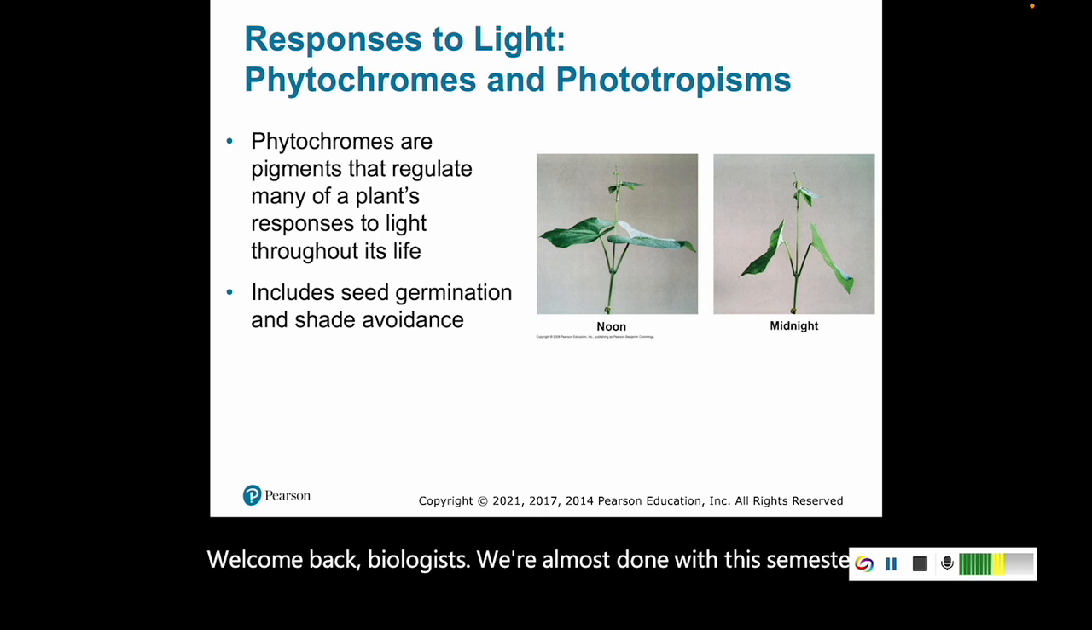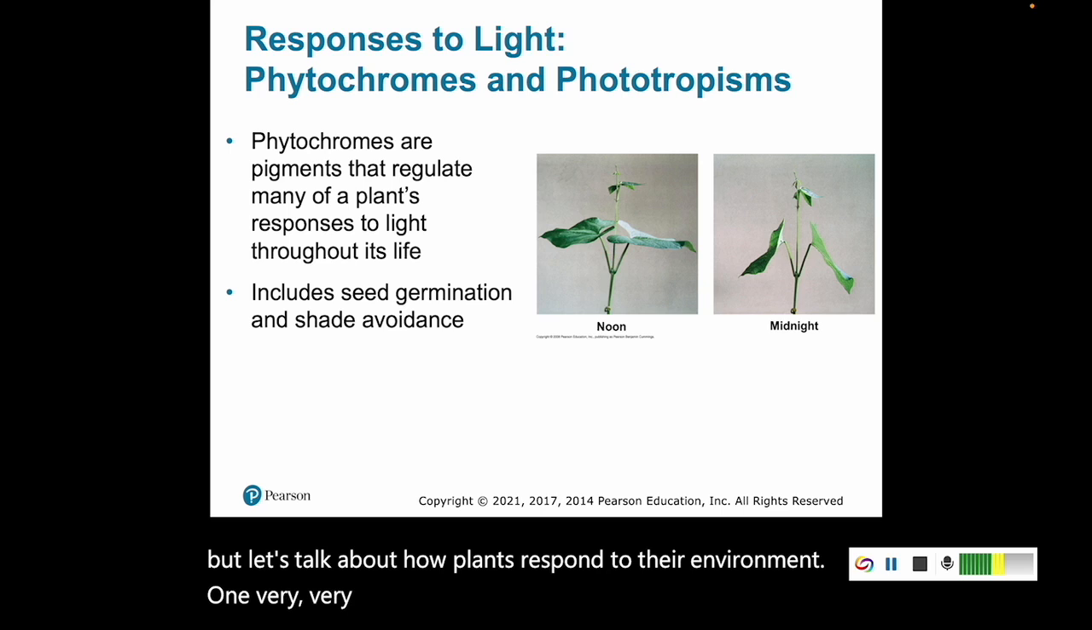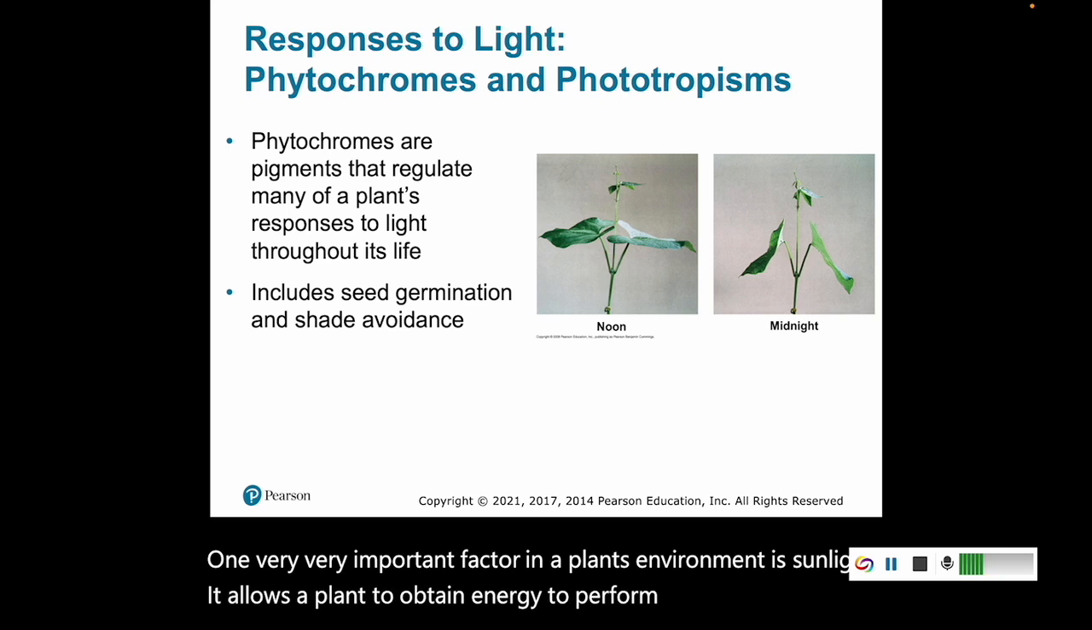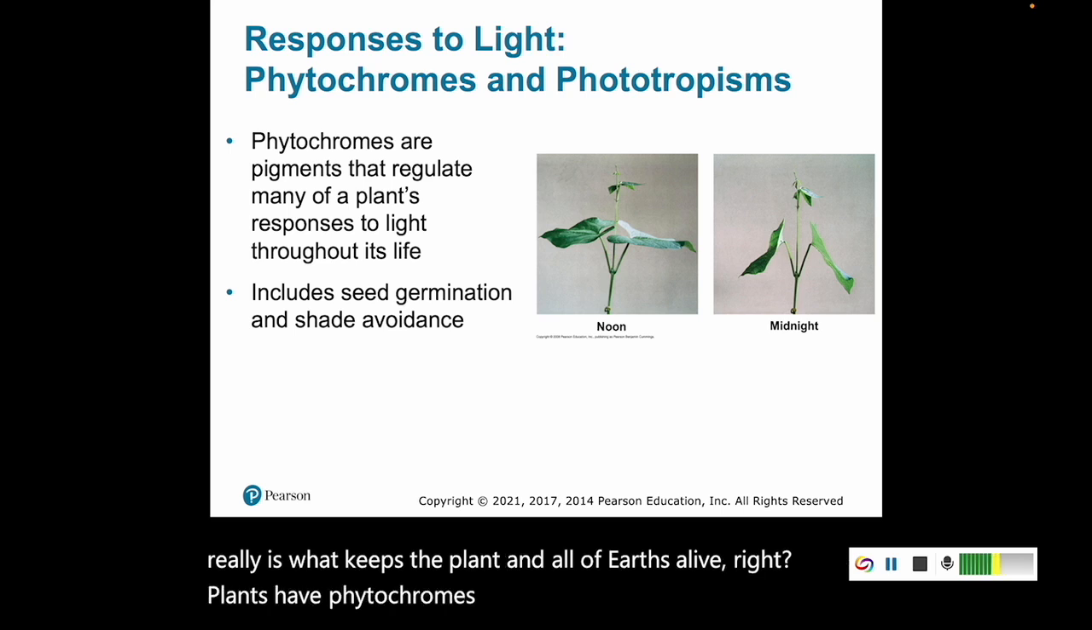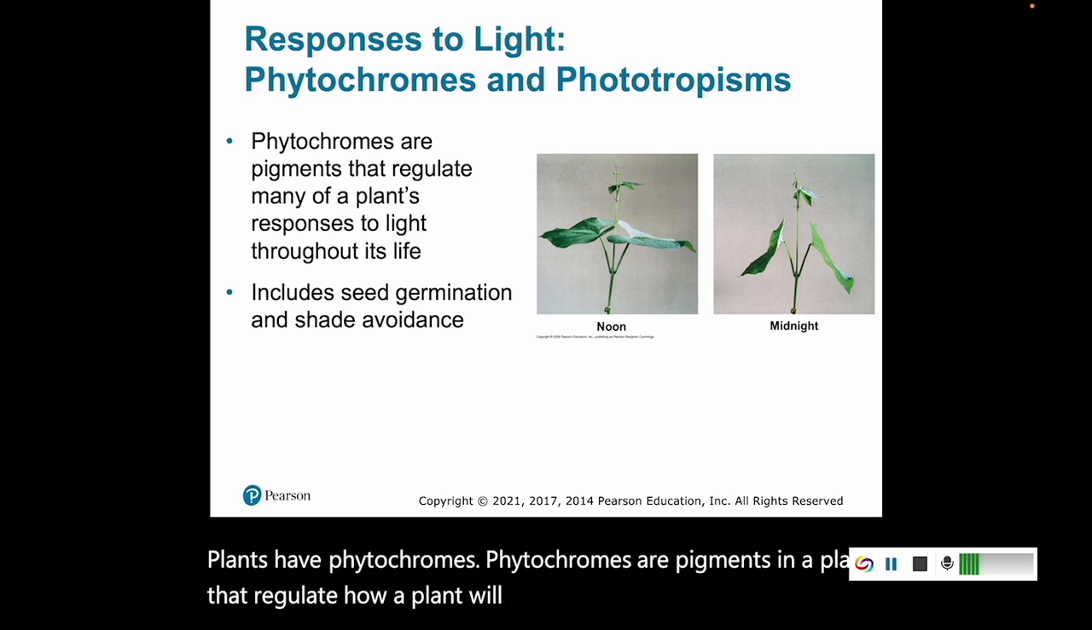But let's talk about how plants respond to their environment. One very, very important factor in a plant's environment is sunlight. It allows a plant to obtain energy to perform photosynthesis and really is what keeps the plant and all of Earth alive, right? So plants have phytochromes. Phytochromes are pigments in a plant that regulate how a plant will respond to light.